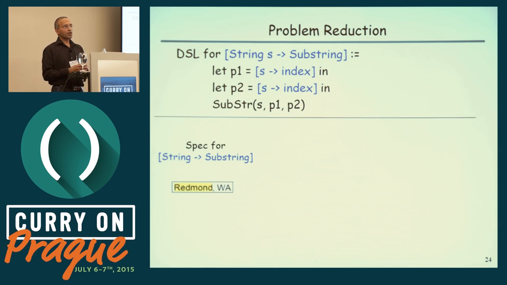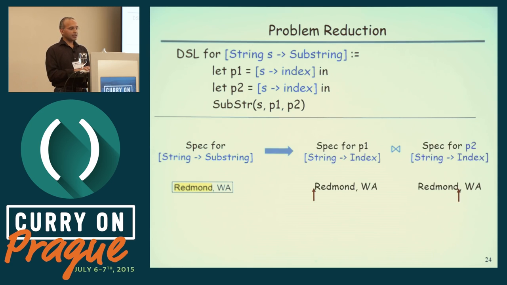Similarly, if you try to generate a substring program which can map the string "Redmond, WA" to "Redmond", we split this into sub-problems, and the sub-problem here is to learn a position expression inside a string. The first constraint, for the first position expression P1, is that in the string "Redmond, WA", it should evaluate to the index 0, and the constraint for P2 is that in the string "Redmond, WA", it should evaluate to the position just after the D of Redmond.